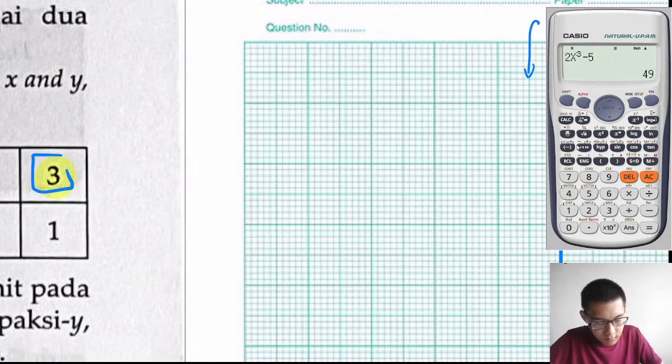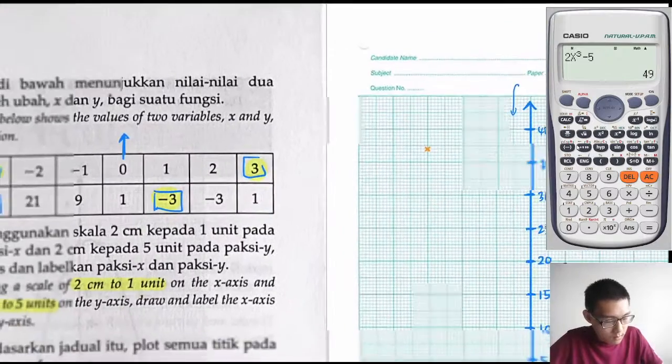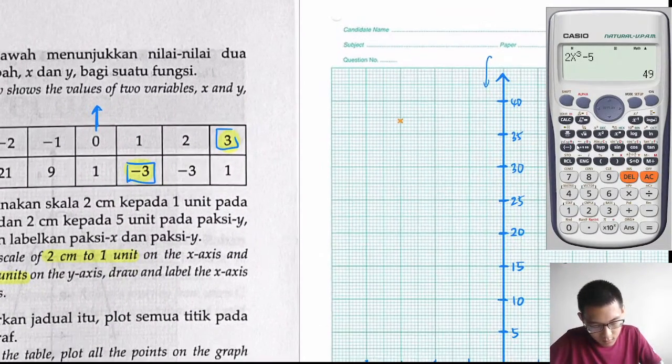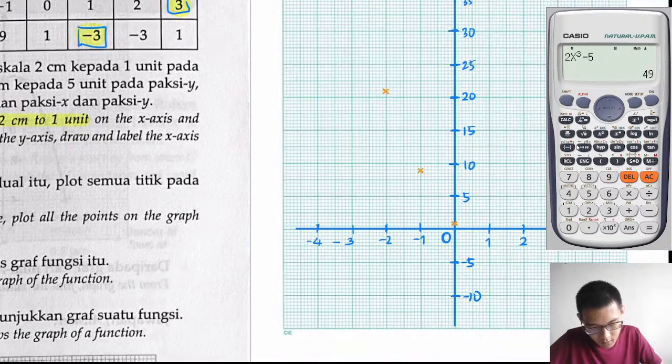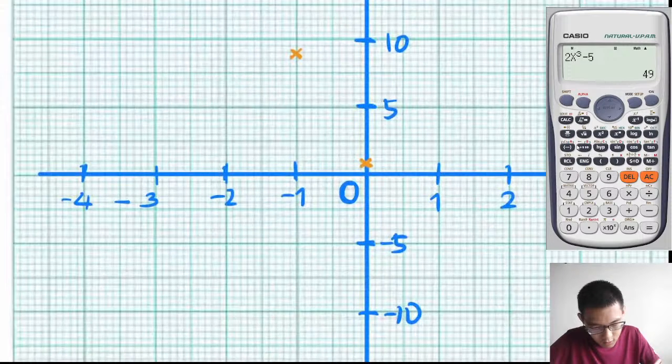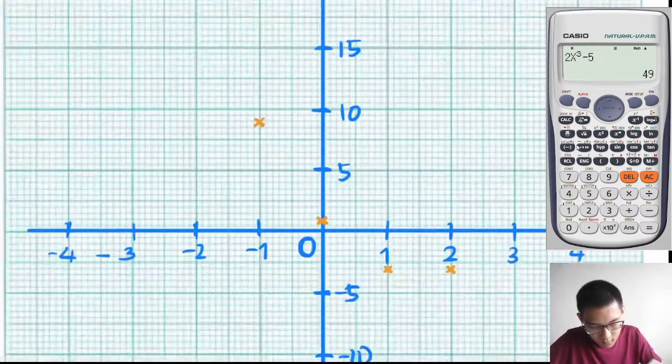So we start plotting the graph. Start from 37. Second one is what? Second one 21. Drop to 21. 21 is here. And then 9. Wow, drops very fast. Drop to 9. And then next is 1. 1 is here. If 1 is -3, so check -3. Where is -3? Here. 2 also -3. And 3 is 1 already. 1 is here.